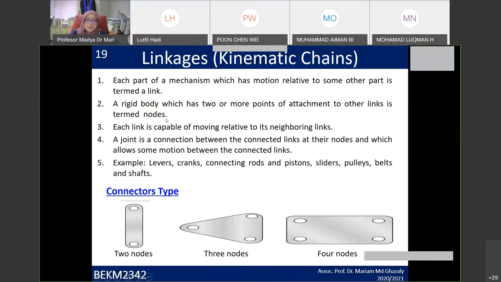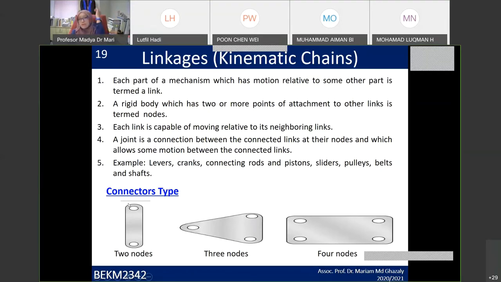using the term knots. So if you see here, this is a link, okay? And you see that there's a hole at the end here, so we call that a knot, which is the point where it's going to rotate. Okay? So each link is capable of moving relative to each neighboring link. A joint is connected between the connected links at their knots, which allows some motion. So at this link here, a joint will be connected here. So that joint will actually be the one that moves.